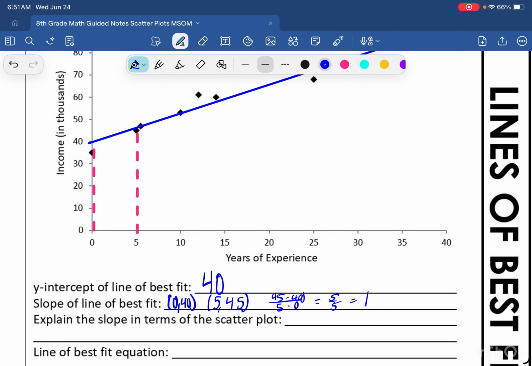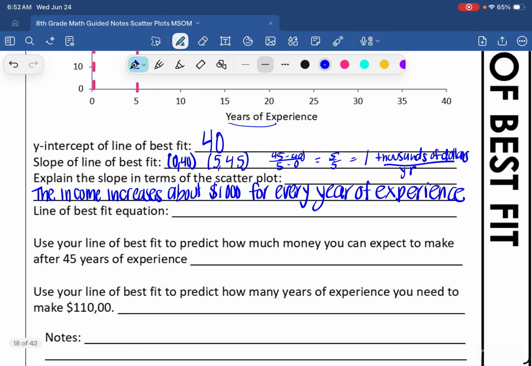Explain the slope in terms of the scatter plot. I'm talking about income, so my unit is going to be thousands of dollars. And my unit on my x is going to be years, so thousands of dollars per year. So the income will increase about $1,000 for every year of experience. The line of best fit: y equals my slope, which is 1. I don't need to write 1x, I'll just write x, plus my y-intercept, which is 40. So y equals x plus 40.